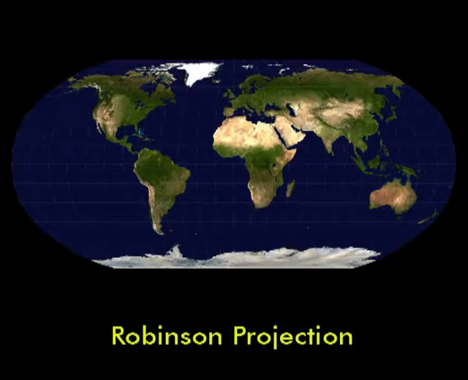Compromise projections have none of these properties and therefore distort all four of these aspects of the Earth. However, they try to lessen overall distortion and are good for data representation. Example, Robinson projection. This has minor but not major distortions.